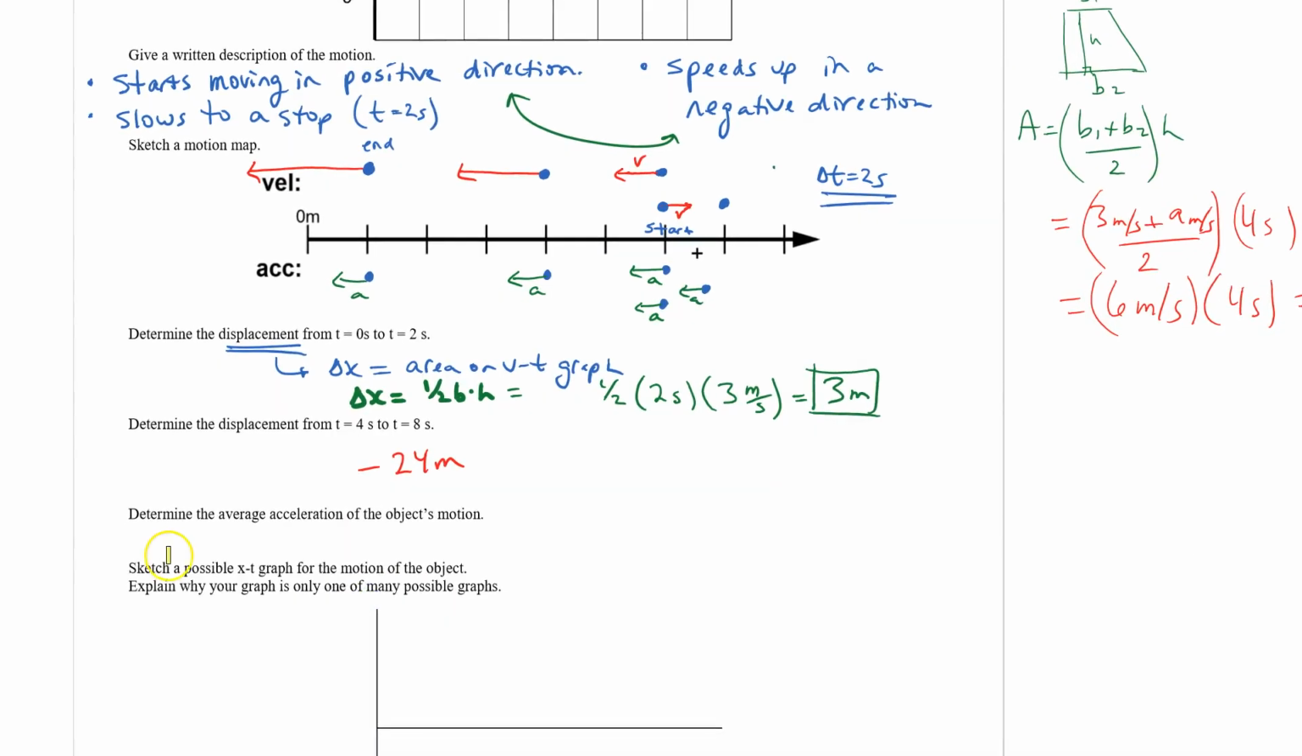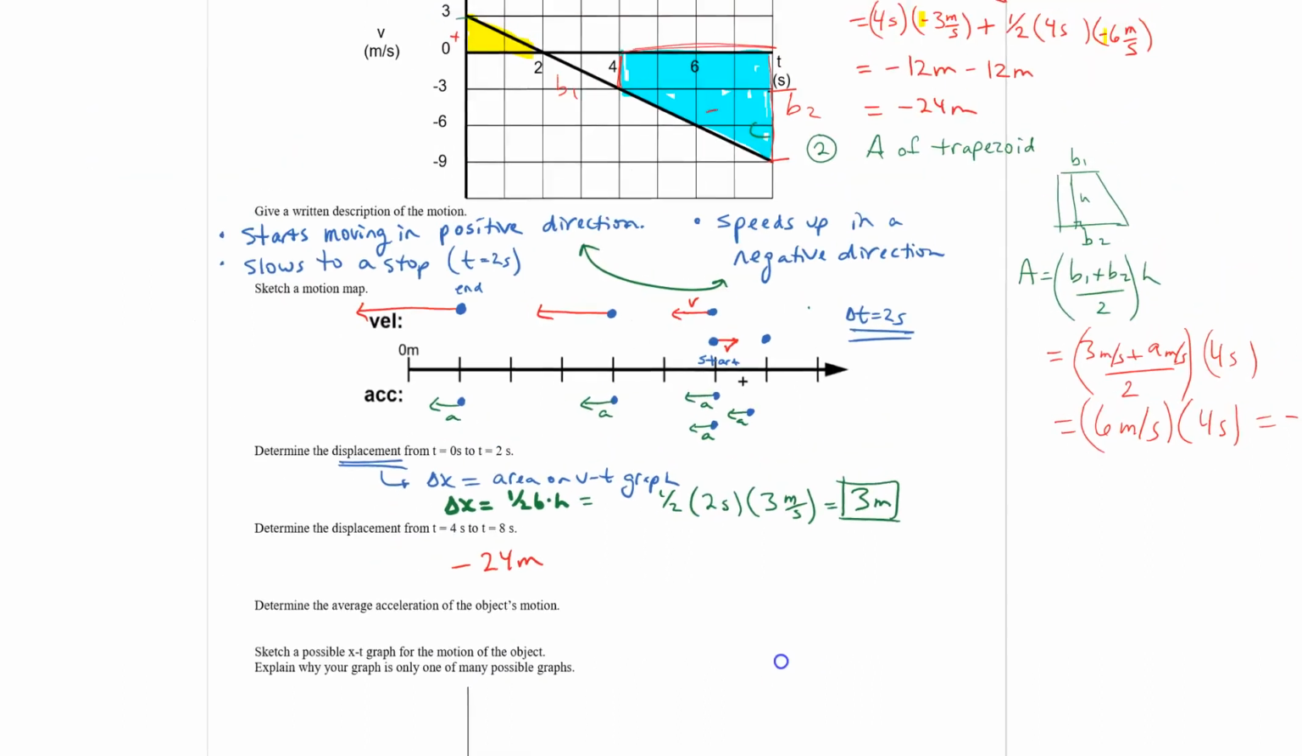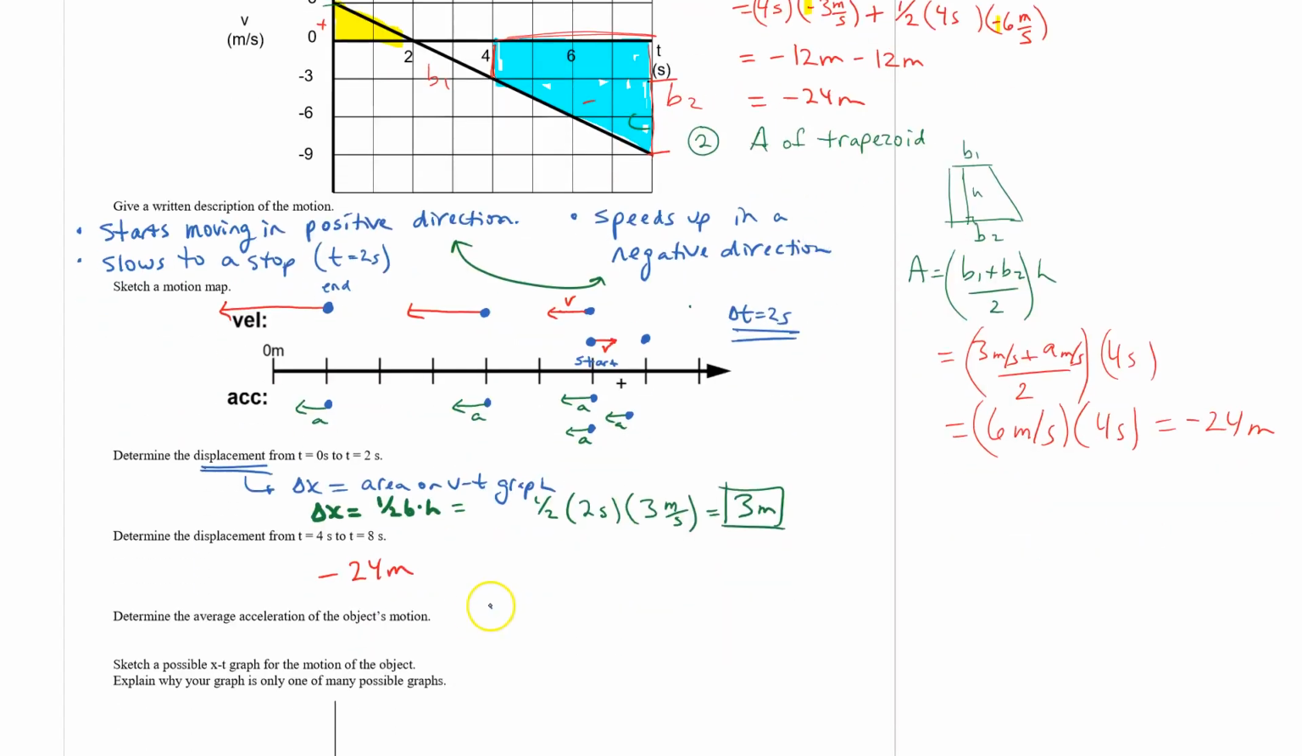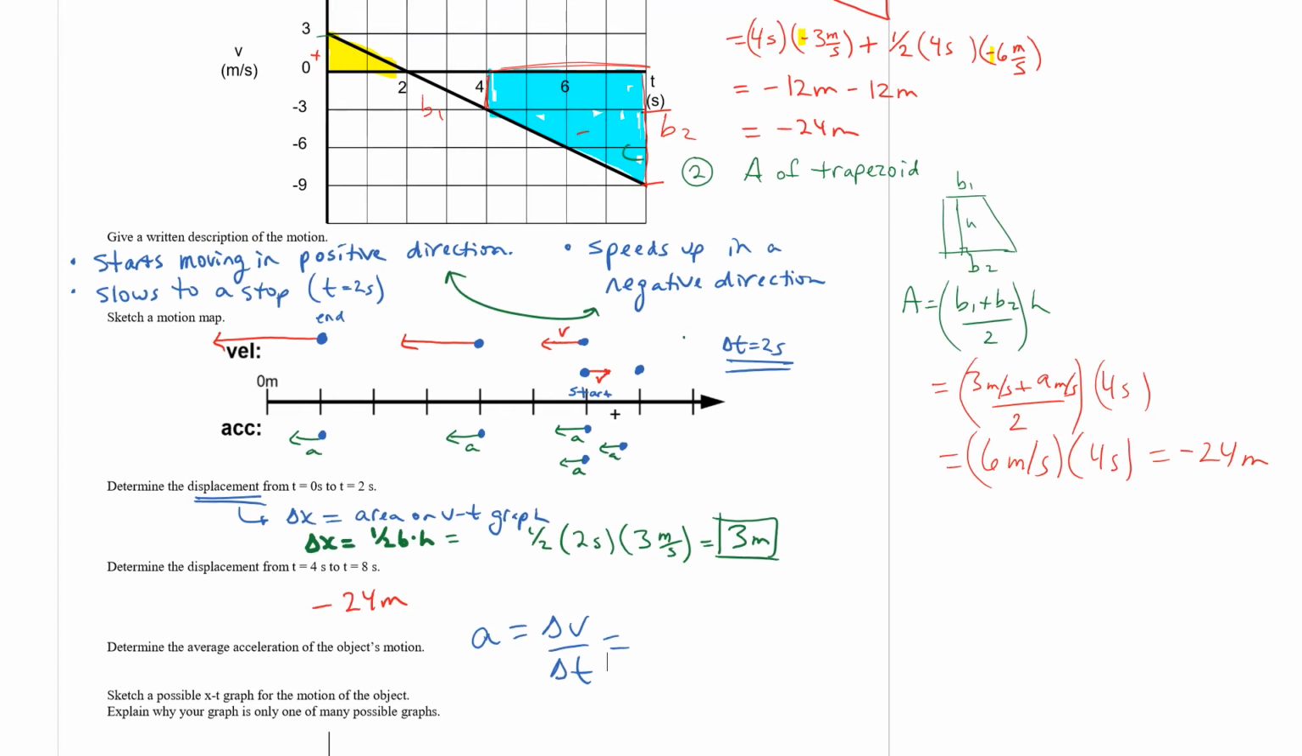It says, determine the average acceleration of the object's motion. Okay, so again, what is acceleration? Acceleration is equal to the slope on a VT graph. When we're talking about average acceleration, well, we'd say, what was the velocity at the very beginning? The velocity at the very beginning was 3. At the end, it's minus 9.